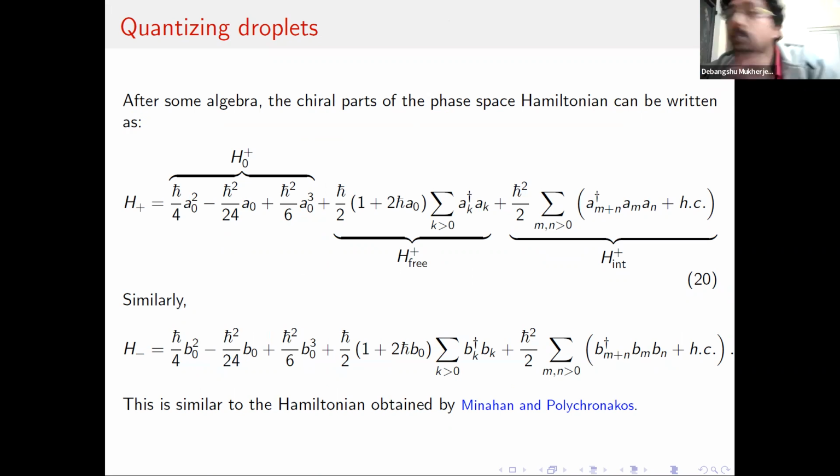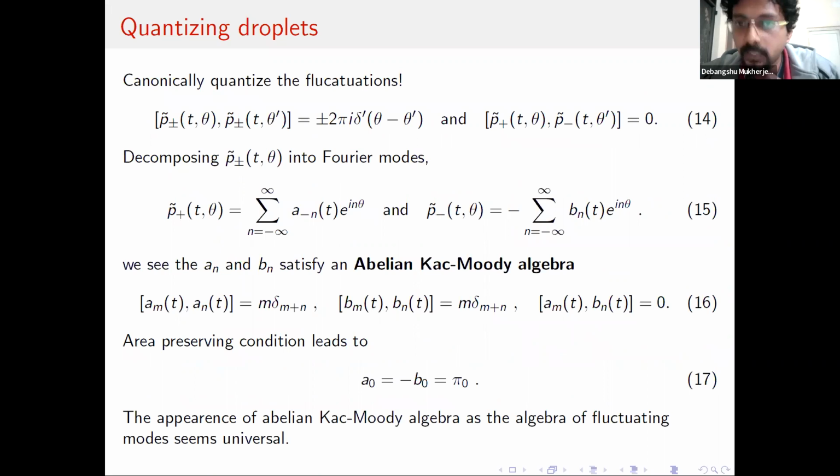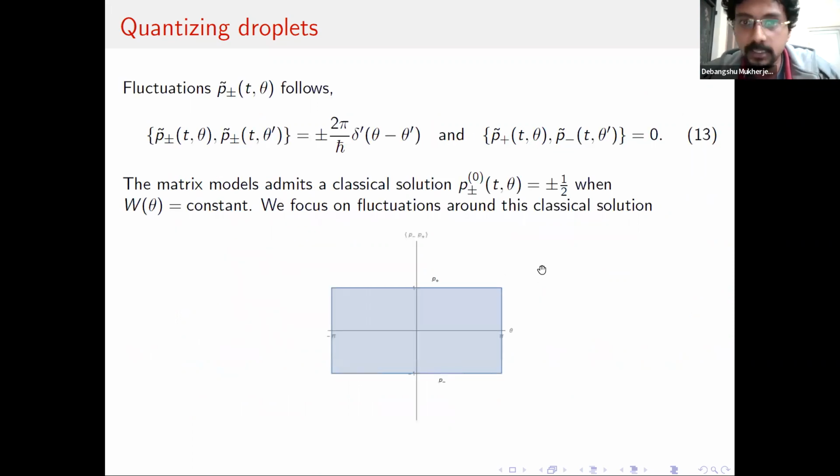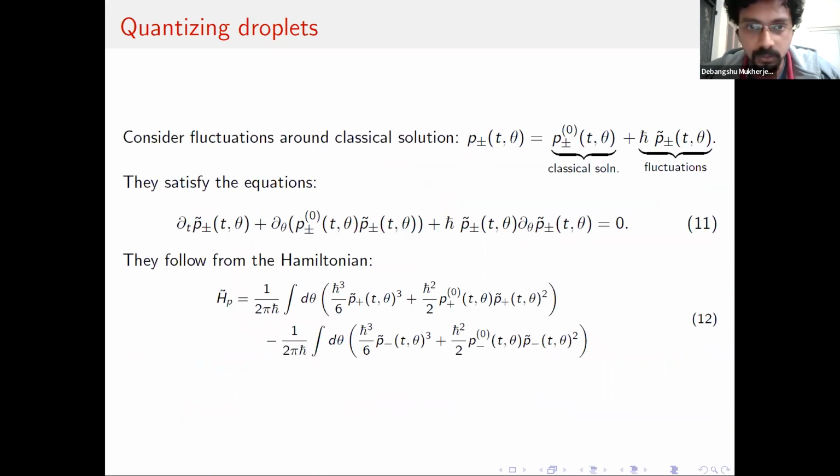Yes, it has not disappeared. What I am saying is I am doing my quantization around a classical solution, thinking of H-cut order fluctuations around a classical solution. Where is the residue of the classical solution in your Hamiltonian? There is no residue of the classical solution, because what I am looking at here is the Hamiltonian which governs the fluctuation.